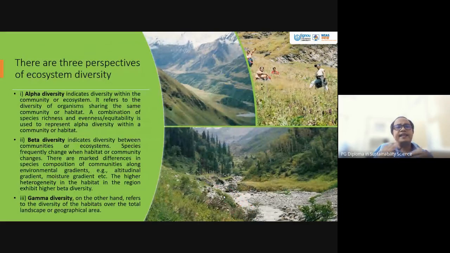This characteristic of ecosystem diversity can be looked at from three perspectives: alpha diversity, beta diversity, and gamma diversity. Alpha diversity indicates diversity within a community or ecosystem, and it refers to the diversity of organisms sharing the same community or habitat, for example, a combination of species richness and evenness.